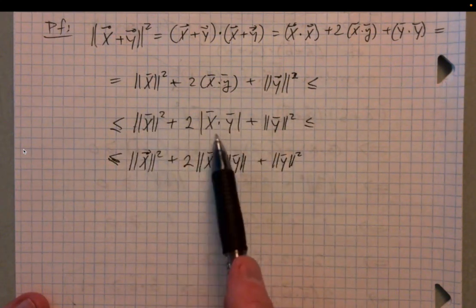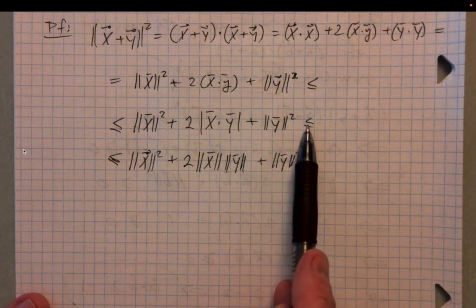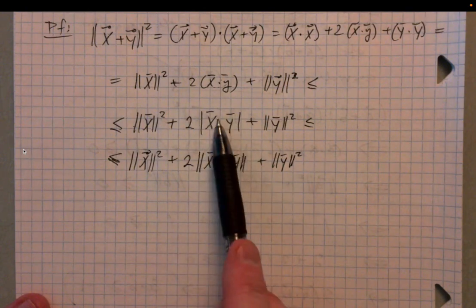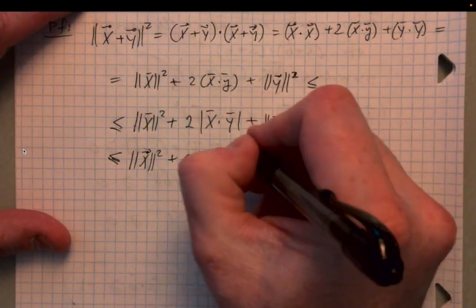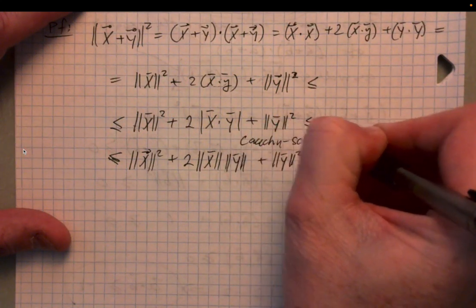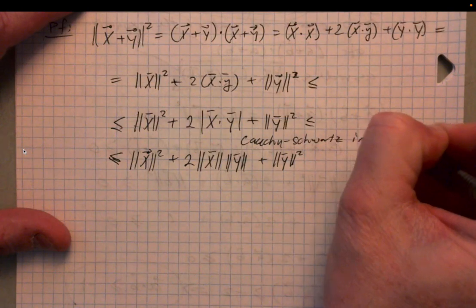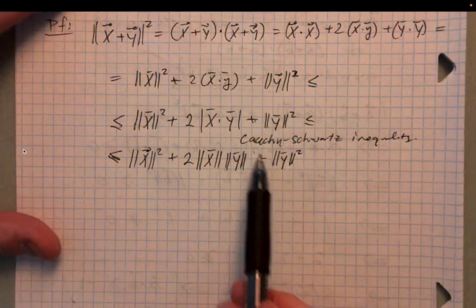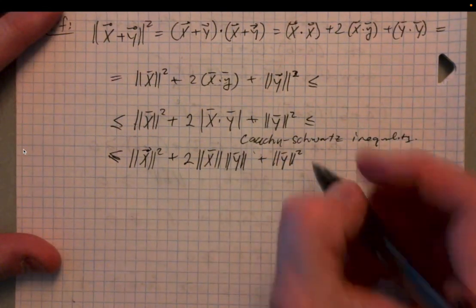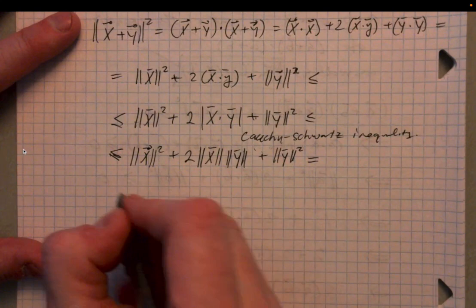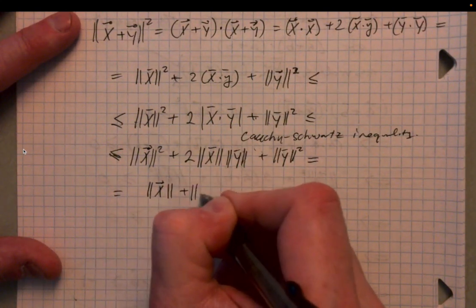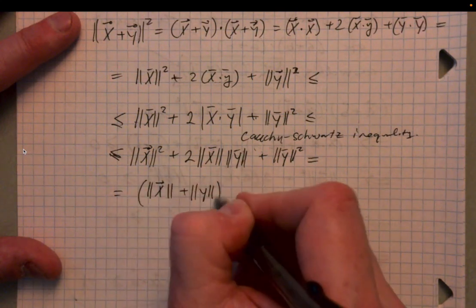Similarly here, we use the Cauchy-Schwarz inequality to go from here to here, and we know that this could be bigger than this. I'll just put a note here: this is the Cauchy-Schwarz inequality happening between these two lines. Once you get to this section, we know that this is equal to the norm of x plus the norm of y, squared.